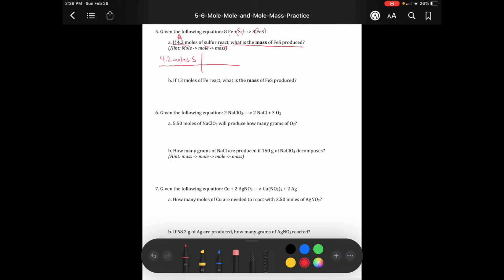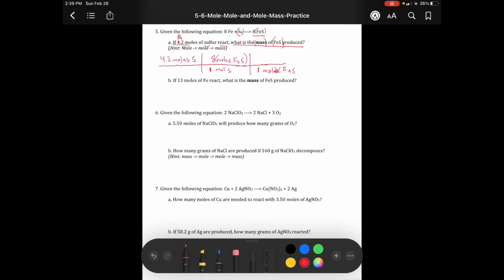We have sulfur and moles on the top, so we need sulfur and moles on the bottom. Looking up here, there's no coefficient in front of sulfur, so that's just a 1. So we put 1 mole of sulfur, because that's our coefficient. Now we're looking to produce FeS, so that's going to be 8. We're still not done because it asks for the mass, but this is 8 moles of substance B, what we're looking for, FeS. So now we have moles on the top and moles on the bottom of FeS. We say 1 mole of FeS, because this is where we use our molar mass.